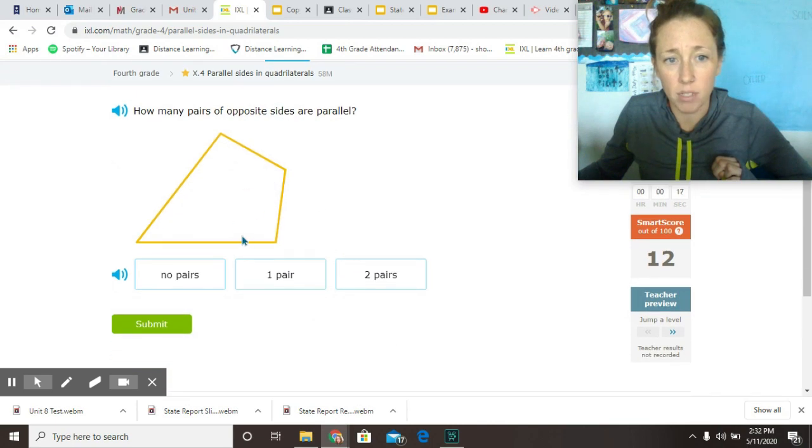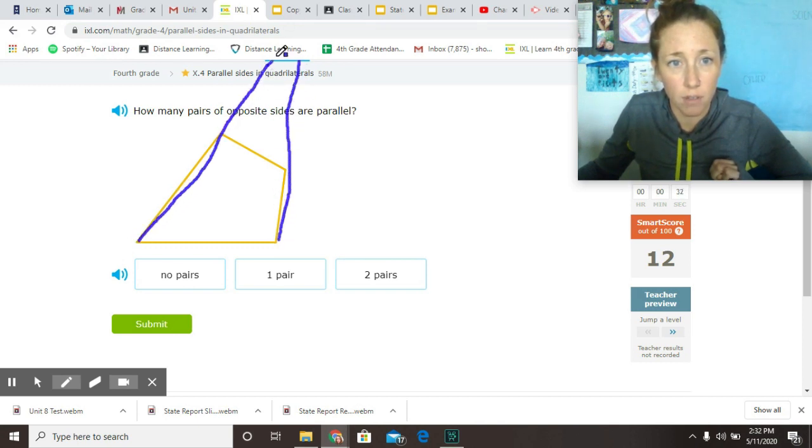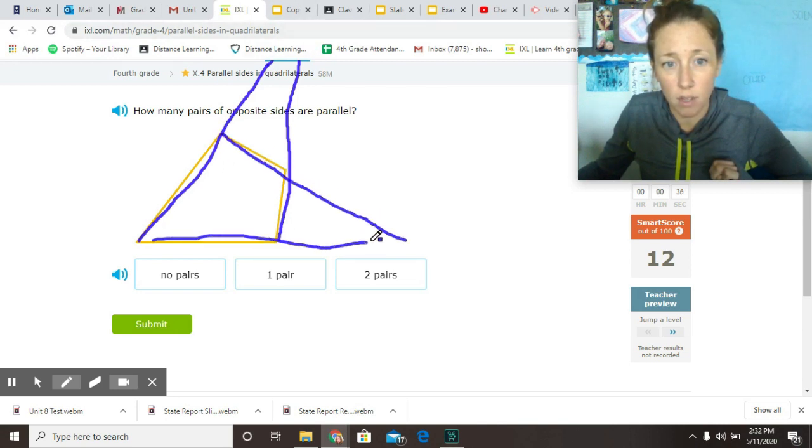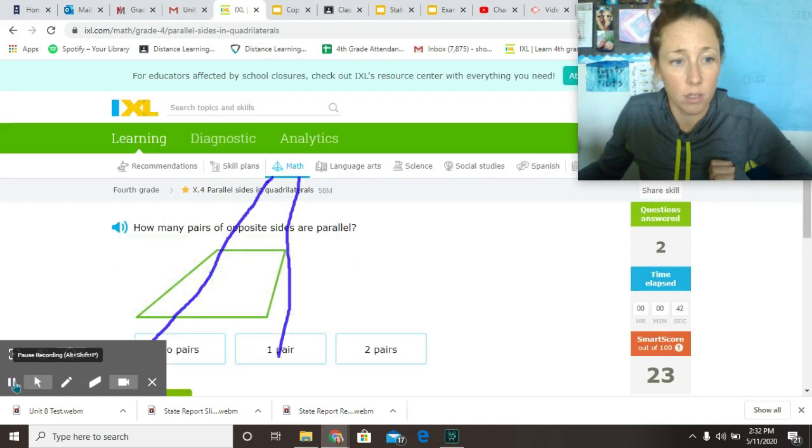How many pairs of opposite sides are parallel? Well, these 2 are opposite, but they're going to eventually run into each other. These 2 are opposite, but they will eventually run into each other. If I was to draw this going on forever, and this one going on forever, they'd run into each other somewhere up here. Same with these. They'd run into each other. So it doesn't have any parallel sides. No pairs.